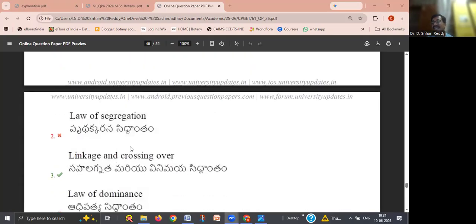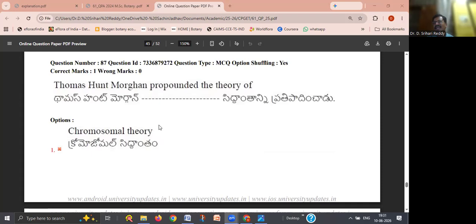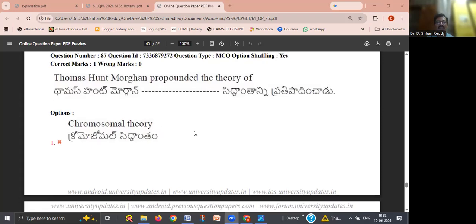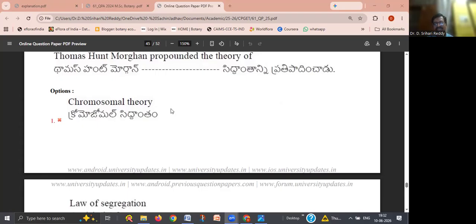And linkage, what is linkage? Linkage means the genes which are present on the same chromosome are transferred from the parents to their daughter organisms, their progeny. So it is called linkage. This was explained by T.H. Morgan. Linkage and crossing over were explained by T.H. Morgan. And the chromosomal theory was proposed by Sutton and Boveri.